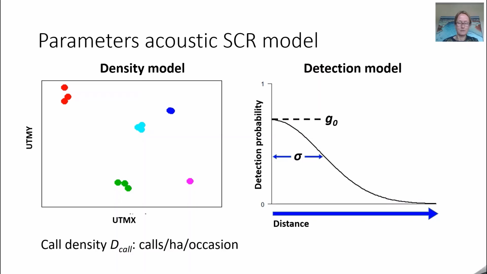Second, we have the detection model, which looks similar as before with the same shape and 2 parameters to estimate, but this function now models the probability of detecting a call and not the probability of detecting an animal. These are two different things. Overall, we still have 3 parameters to estimate as before, but the end result is not density of animals, but density of calls. Generally, we were not really interested in density of calls, but we want to convert this back into density of animals, and we're going to look into this next.